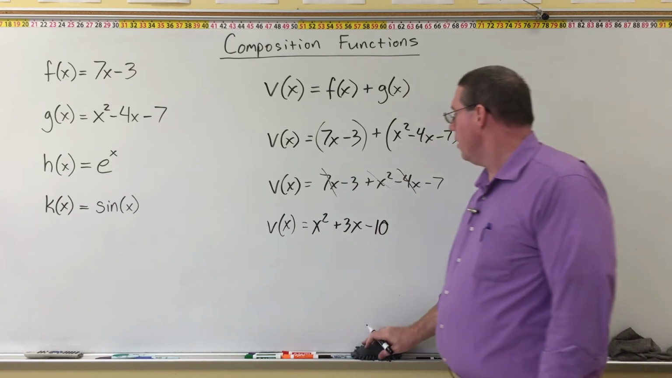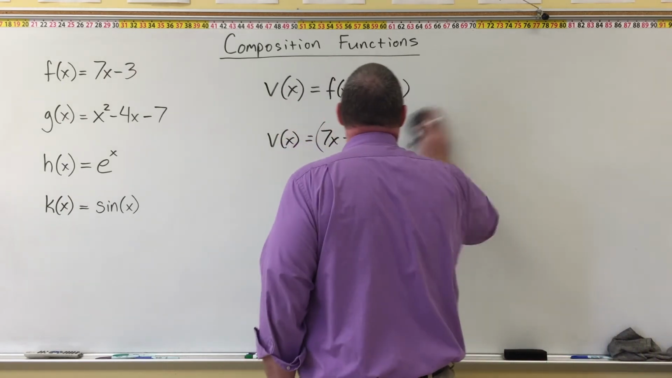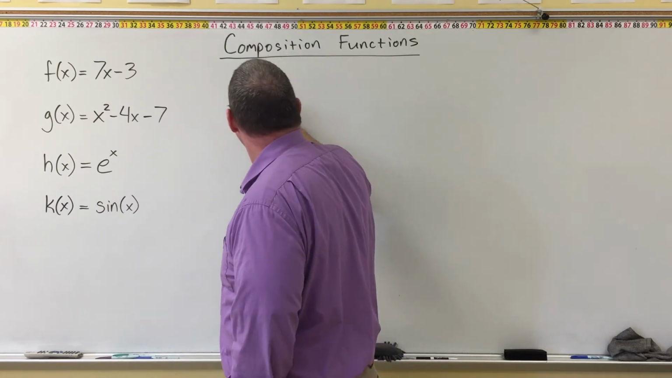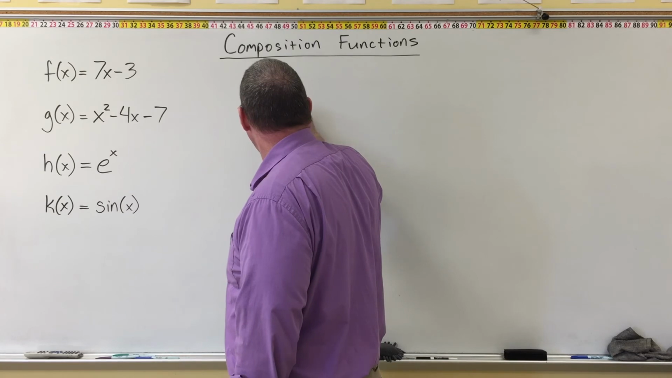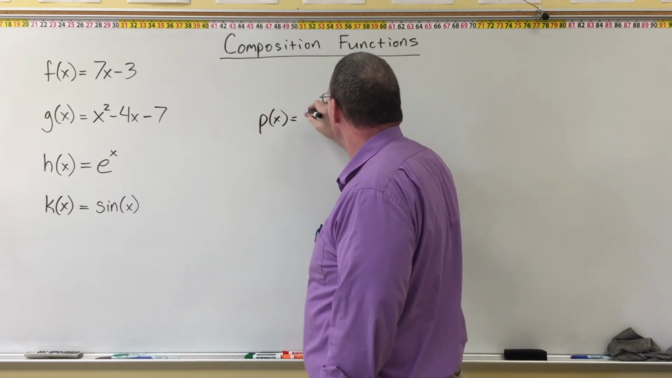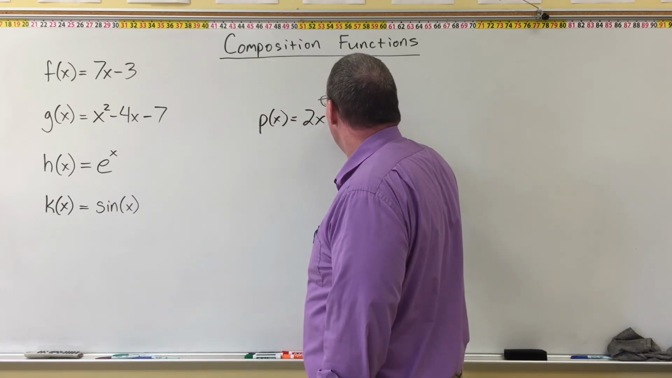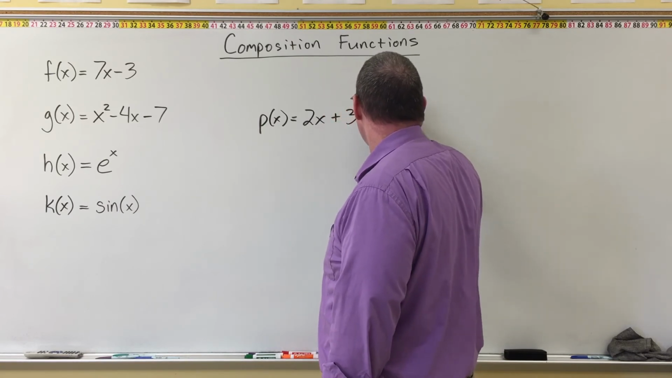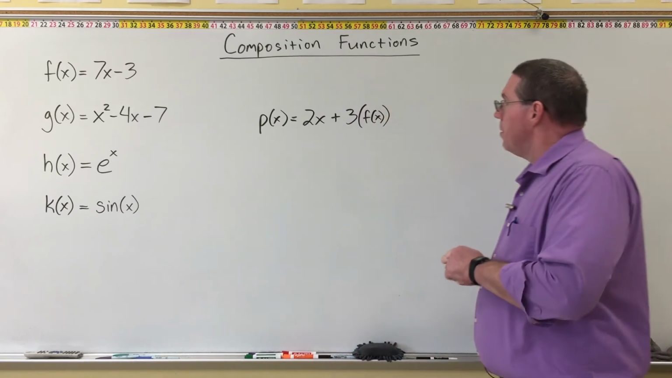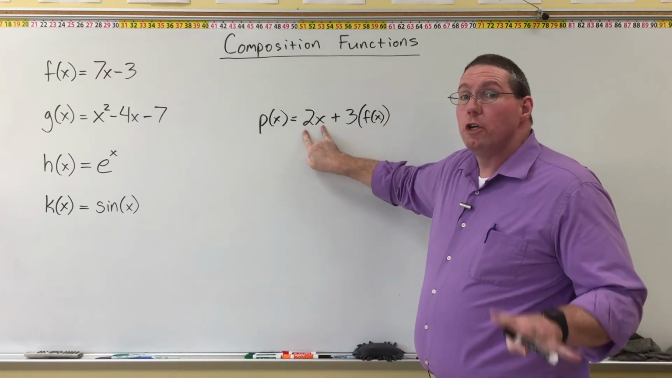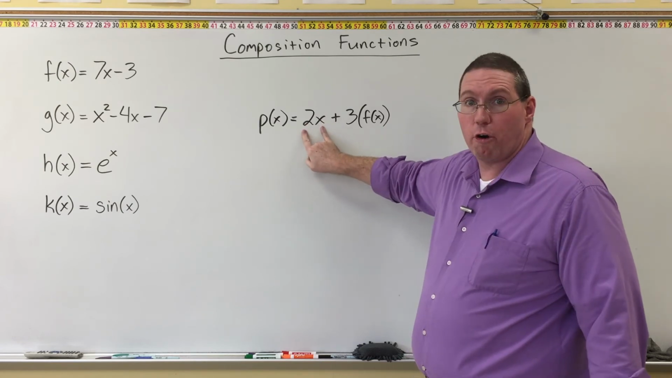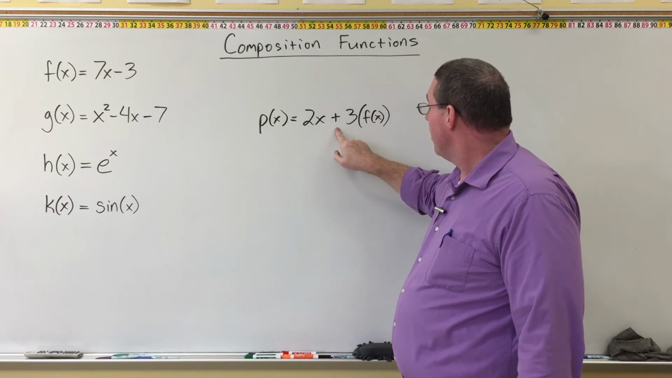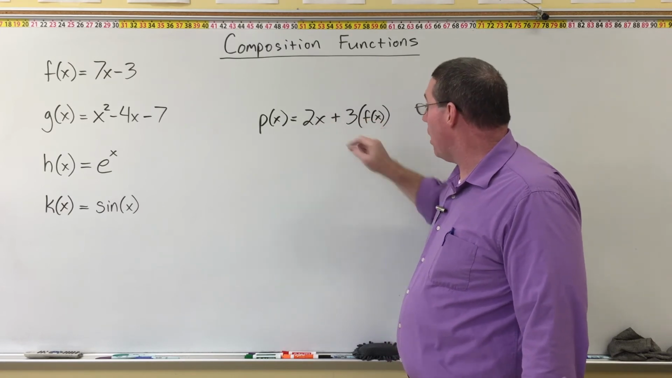Okay? All right. We can also do other crazy things, like let's say that p of x is equal to 2x plus 3 times f of x. You see this? So p of x has its own linear term here, 2x, and then we're adding to that f of x multiplied by 3.